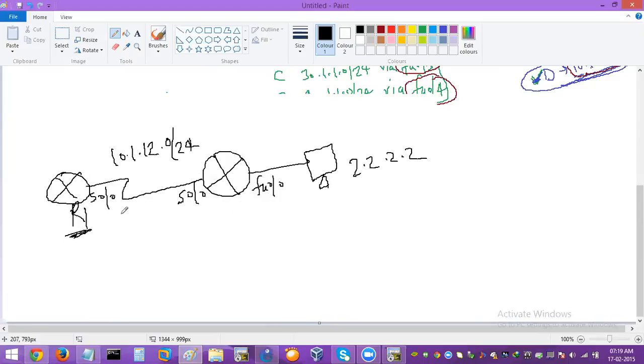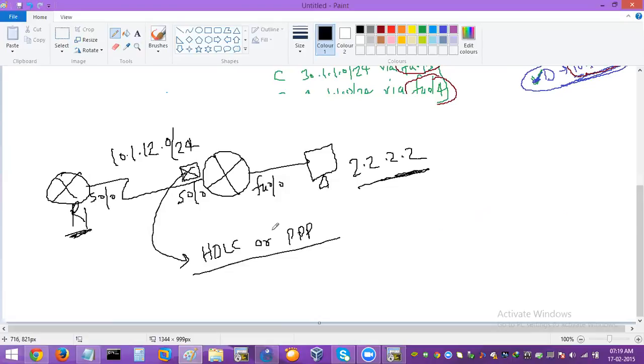Let's say this R1 makes a ping to 2.2.2.2. When the packet arrives on serial 0/0, what type of layer 2 header and trailer will it have? It will have either SDLC or PPP, because these are the two protocols that work on serial connections, the point-to-point connections. That packet cannot be forwarded on F0/0. The egress interface from the routing table, we are going to find out that 2.2.2.2 is connected to my F0/0 interface.